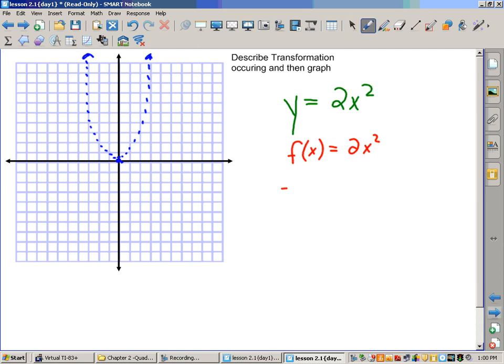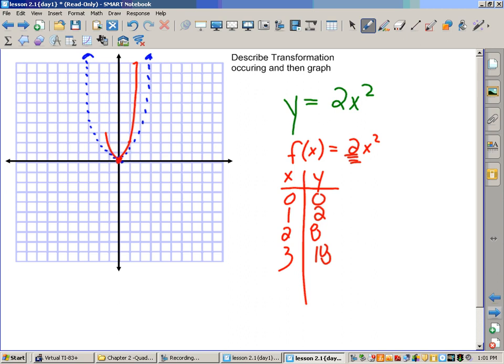And if you have to do a t-chart, I suppose you do. You come up here, x, you get y. You plug in 0 and you get 0 out. It has the same vertex. Plug in 1 and I get 2 out. Plug in 2, and I'm going to get 8 out. I plug in 3, up there and I get 18 out. This essentially is, and this is how I always look at it, that 2 is like a stretch factor of rise 2, run 1.